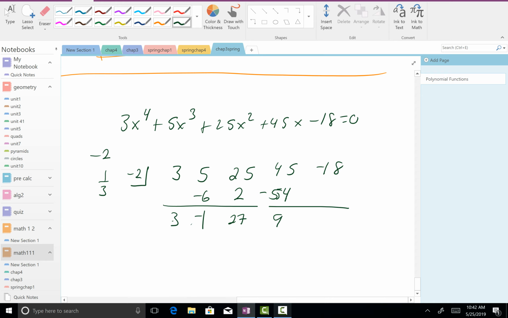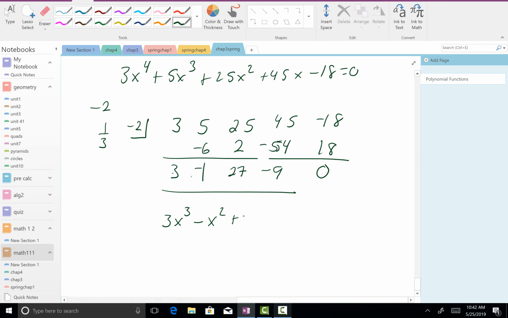This is now in reduced form. We started with an x to the 4th, so this is going to be 3x to the 3rd minus 1x squared plus 27x minus 9. Okay? But that's a cubic. We got to get it down into a quadratic because I can solve those.